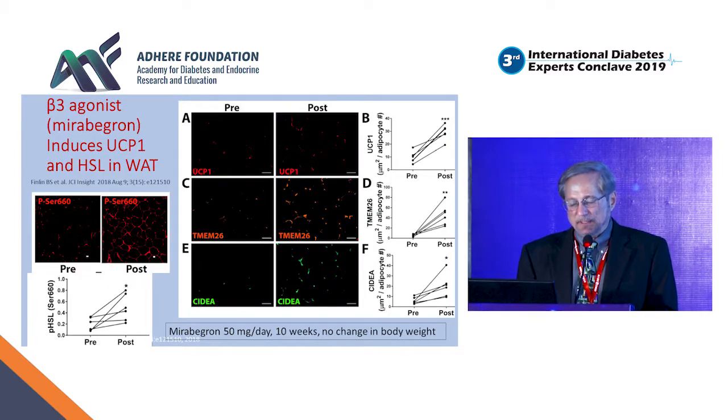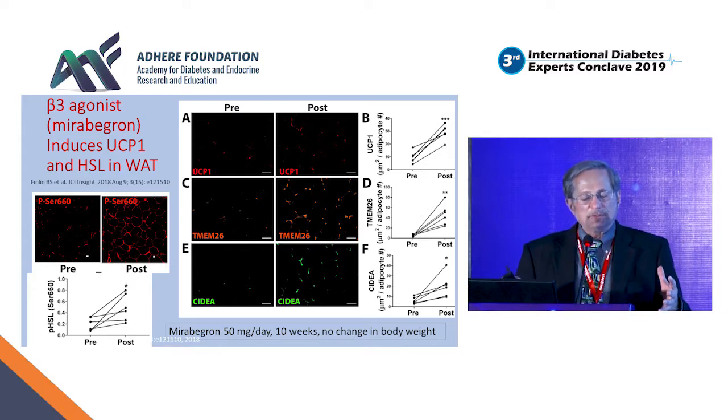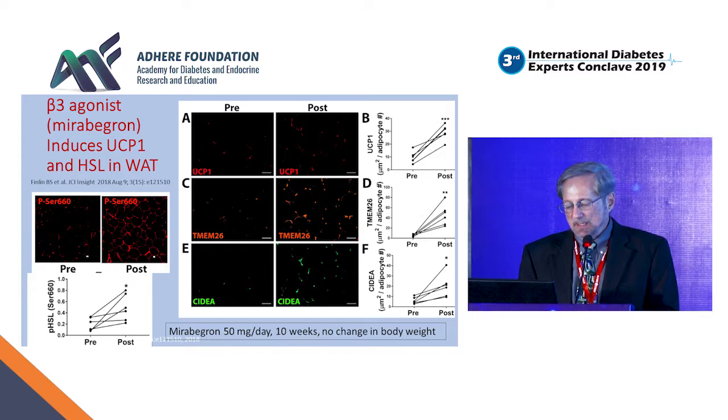But here again, we've got a hooker. These were lean men who had cold-inducible BAT at baseline. First, they saw whether they could induce BAT by cold exposure. Those that didn't have inducible fat were excluded from the study. So it's only lean people with cold-inducible BAT where you see an increase in brown fat with this beta-3 agonist. In obese individuals that don't have detectable brown fat that is inducible by cold exposure, you would not see the effect of this drug.